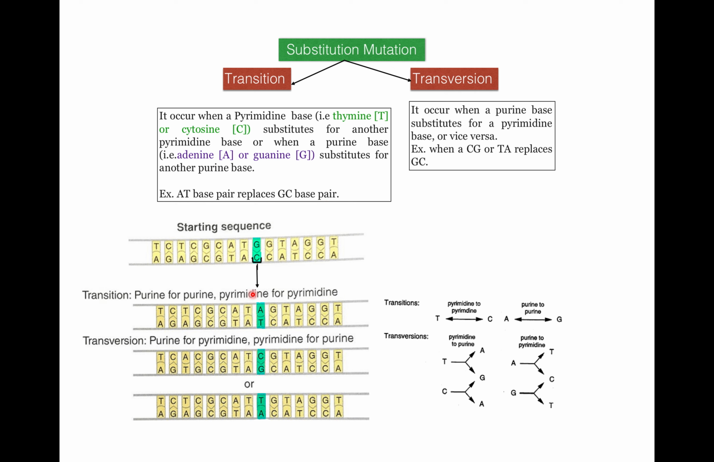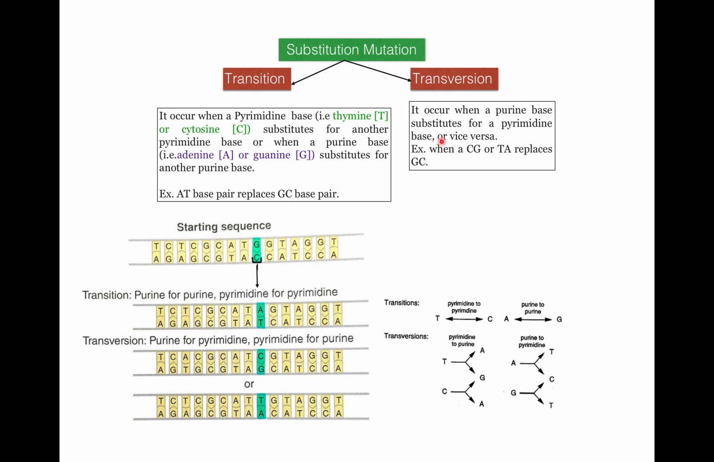So here you can see this is a starting sequence or the original sequence: TCT GCG AGCGCGTACC. Now here G is replaced by A. So now AT replaces GC. So in place of, instead of having GC, there is an AT. So AT base pair replaces GC base pair.